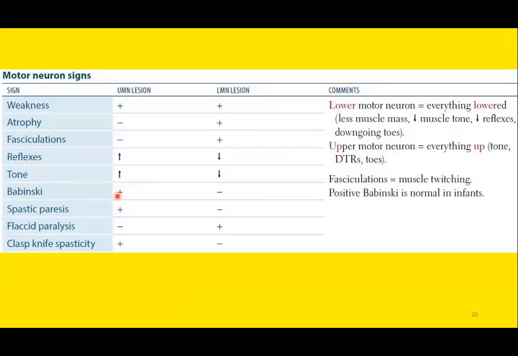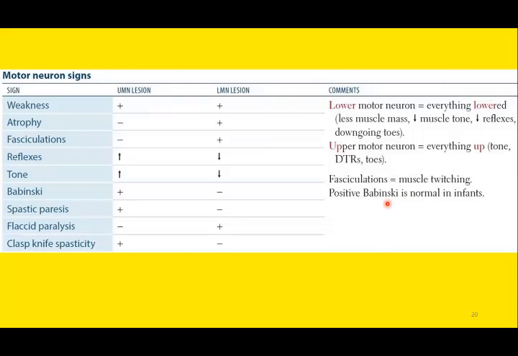In lower motor neuron lesion, everything is going down. There is lower muscle mass. There is muscle atrophy. The muscle tone is low as well. The deep tendon reflexes are suppressed as well, and Babinski sign is down going as well. Remember, there is positive Babinski sign in infants normally.